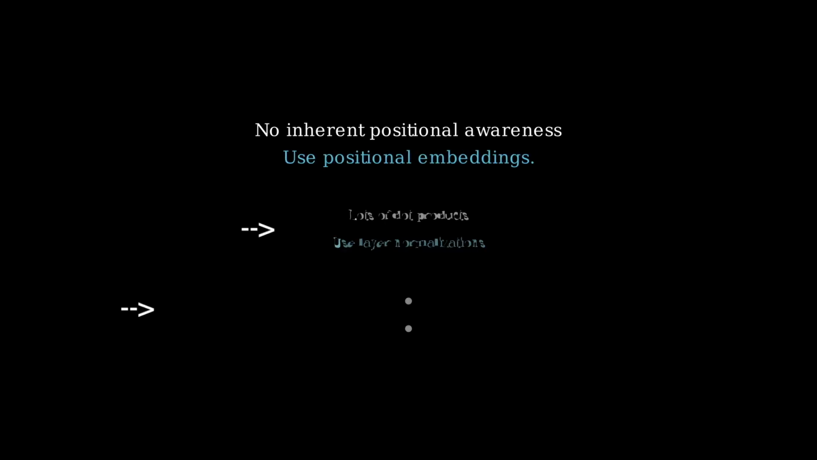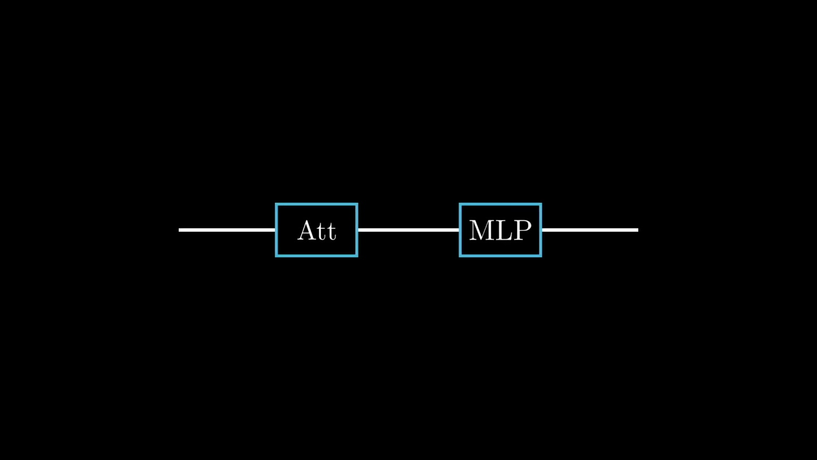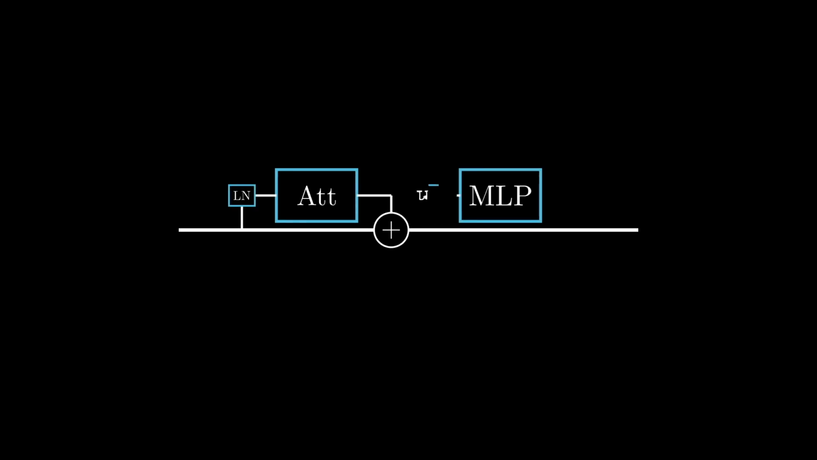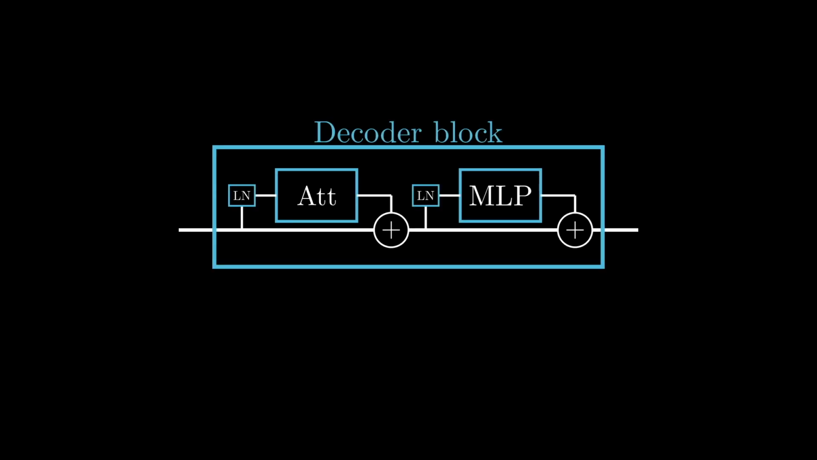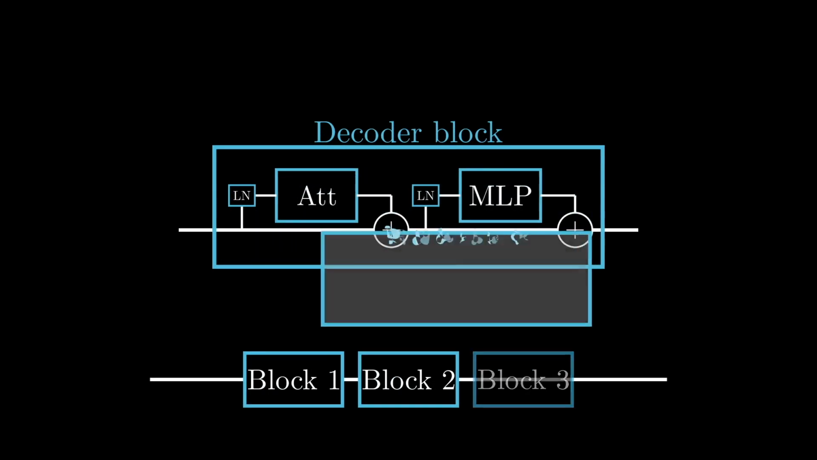Attention also has another couple of problems that we need to solve. The heavy use of dot products makes the numbers quickly blow up and be unstable, so we apply layer normalizations. The other thing is that it's good for communication, but not for storing lots of knowledge. So we add multi-layer perceptrons after each attention block. This, with the layer normalizations and the multi-layer perceptron, is our unit of scale, and we use 30 to 90 of these to make big LLMs.